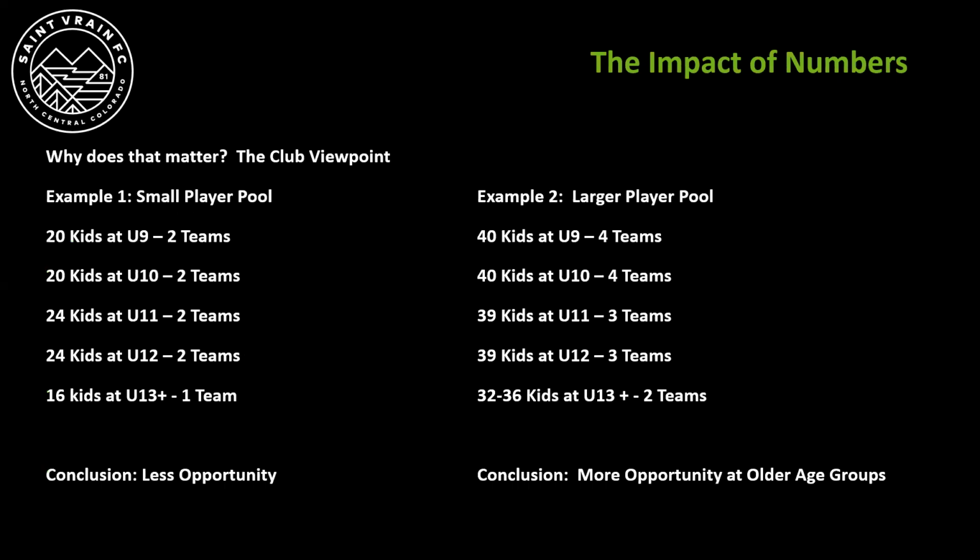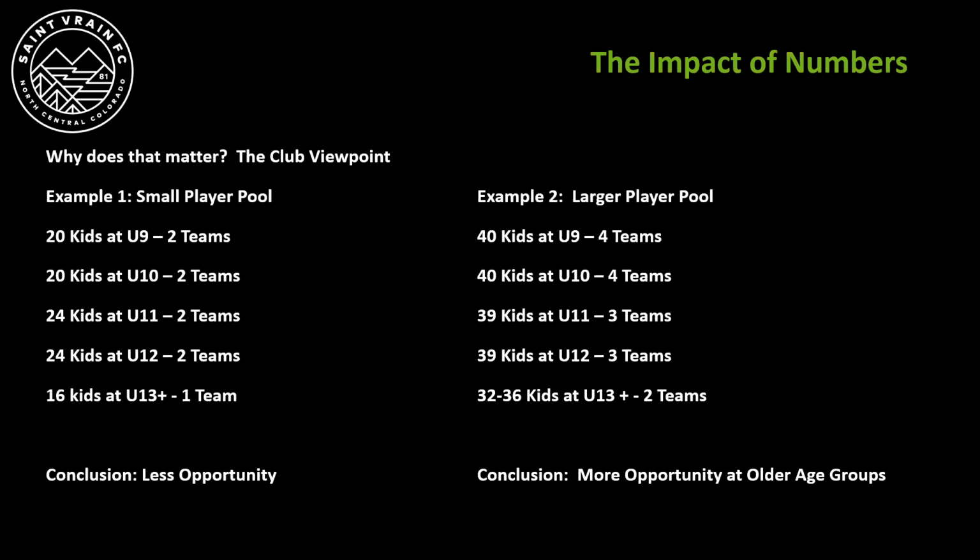So each player pool is primarily driven by the number of available participants. You might ask why that affects you. So here is how we have to plan and forecast for years to come. If you look at the example on the left, this would be what we would consider a small player pool. If we have 20 kids at under 9, that's 2 teams. 20 kids at under 10, 2 teams. When they get to U11, we need to grow by 4 kids in order to get to 2 teams, and then we'll still be at 2 teams at under 12.